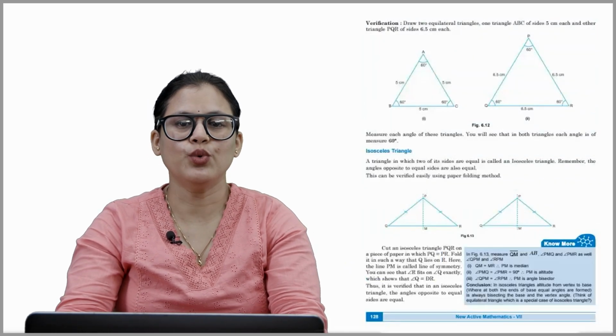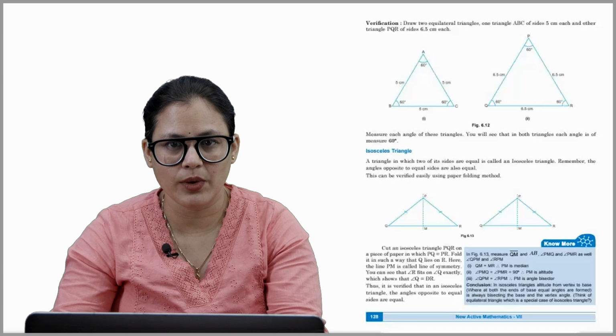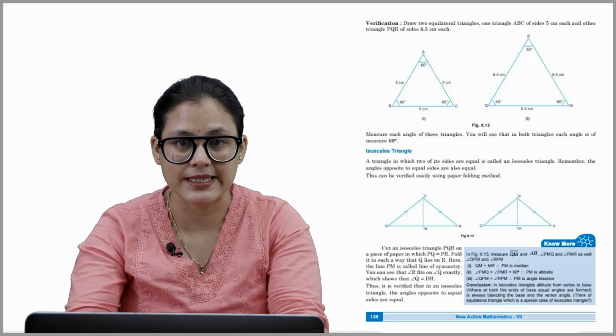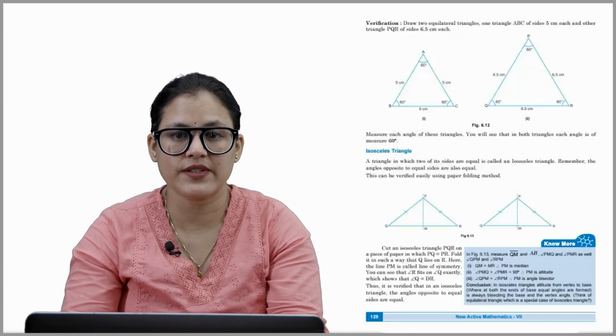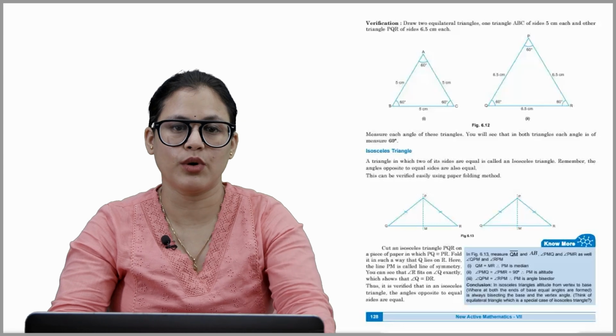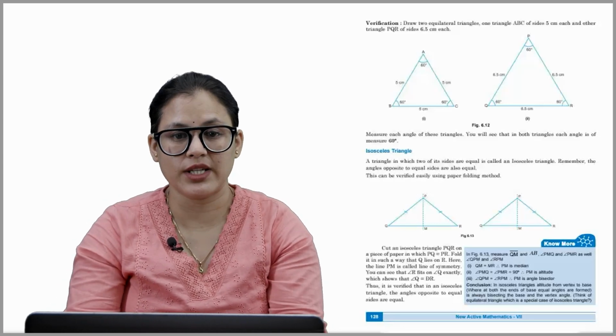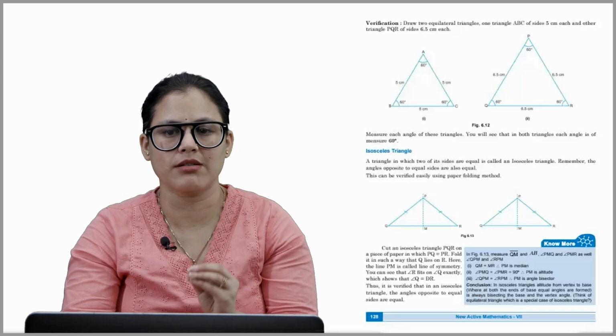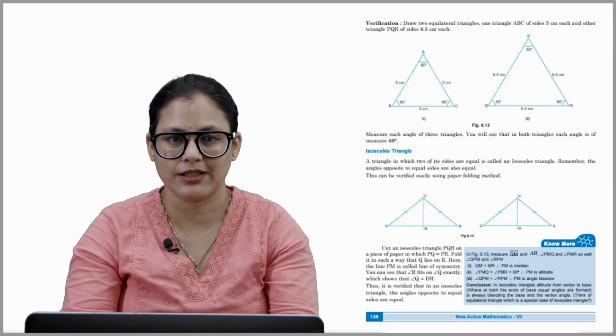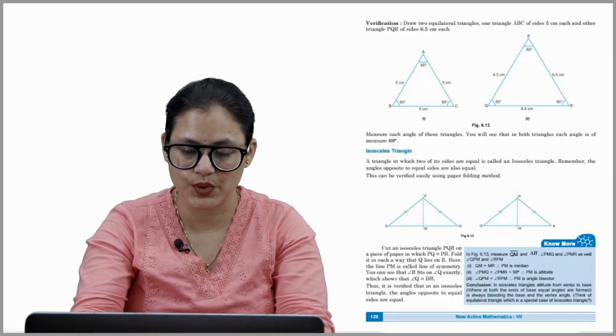Verification. Draw 2 equilateral triangles. One triangle ABC with sides of 5 centimeters each, and another triangle PQR with sides of 6.5 centimeters each. Okay. Measure each of these angles. You will see that in both the triangles, each angle is of measure 60 degrees. Okay. Next is the isosceles triangle.